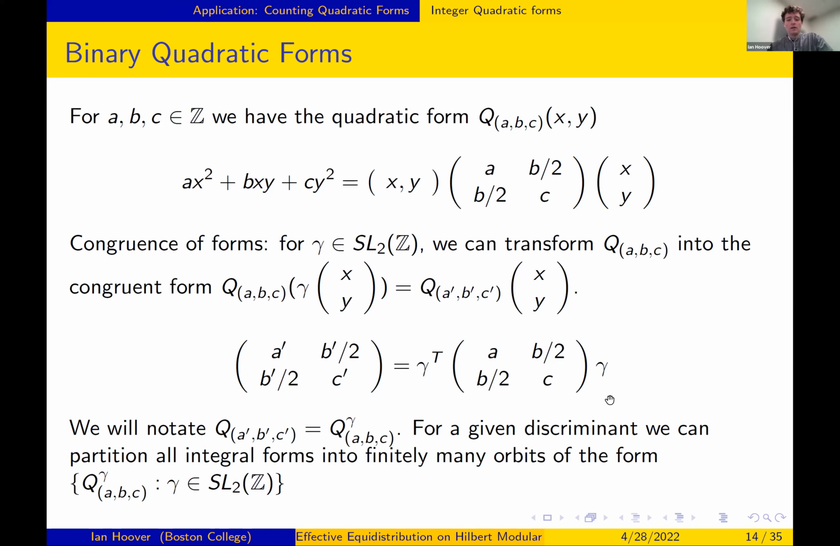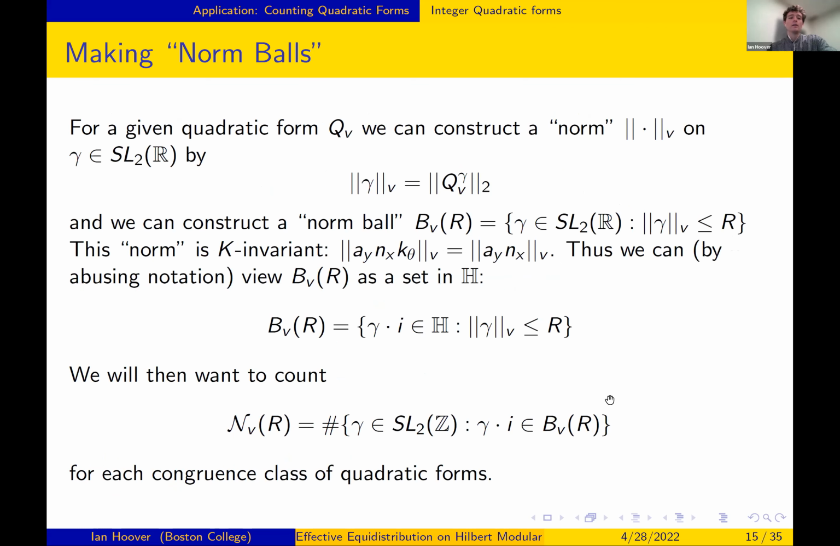And for a given discriminant, we can partition the set of all integer quadratic forms of that discriminant into the SL2Z orbits of those forms. And it's an elementary fact that there's going to be a finite number of different orbits. Then what we do is, for a given quadratic form.